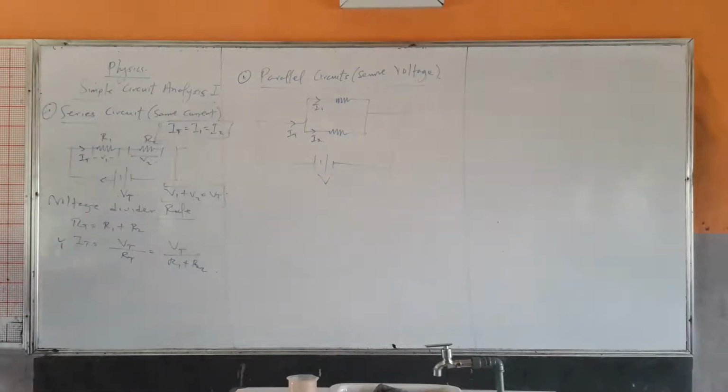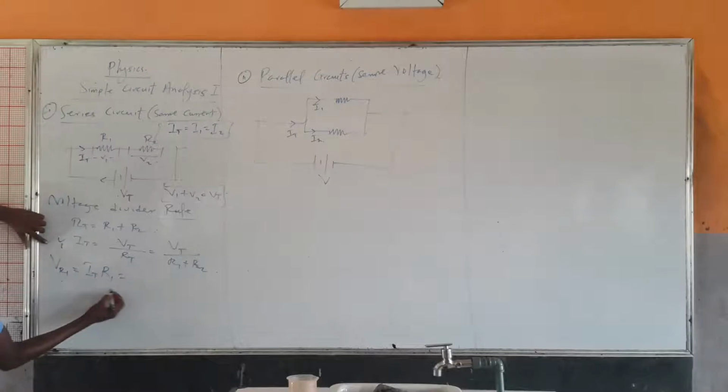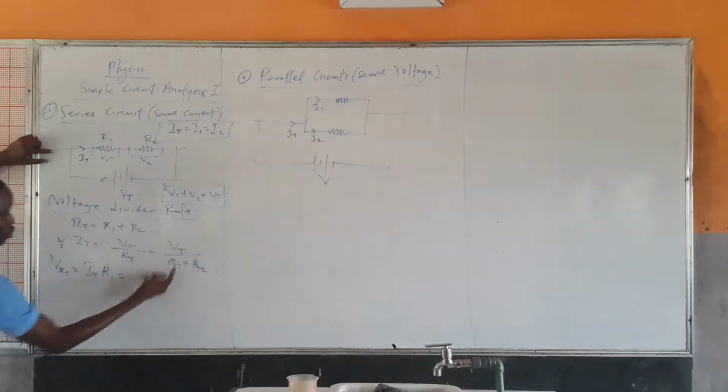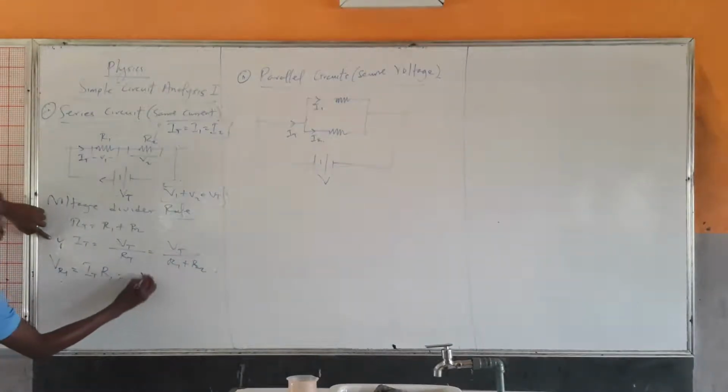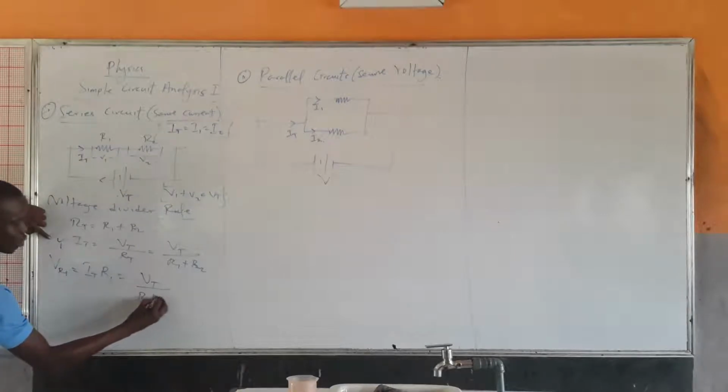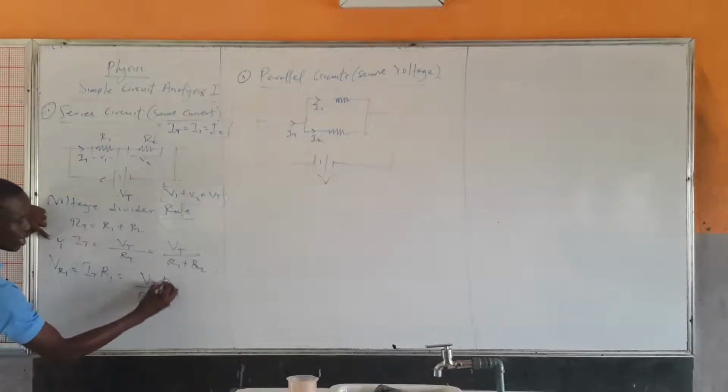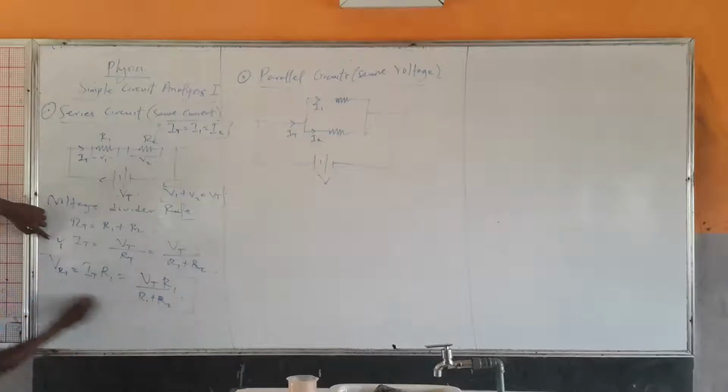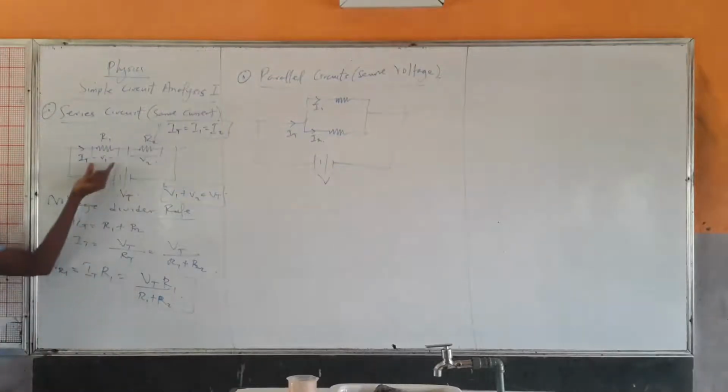So can we calculate the voltage drop in R1, VR1? VR1 is what? I total times R1. So what's I total times R1? We have R total, I total. Don't forget, I total is V total over R1 plus R2, multiplied by R1. That is for R1, the voltage across R1.